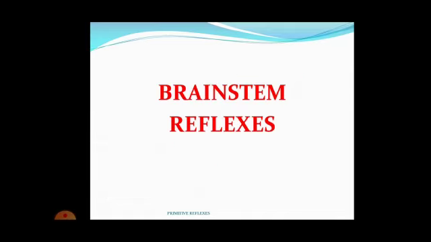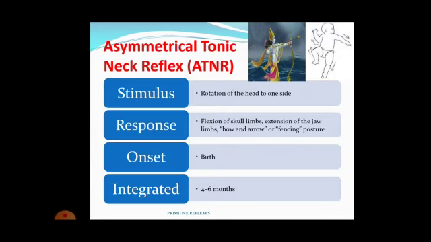Now we are coming to brainstem reflexes. First and very important, it is the asymmetrical tonic neck reflex, abbreviated as ATNR. What will be the stimulus? Rotation of the head to one side. As you can see in this figure, the child is looking to his left side. If he looks to the left side, there will be extension of the left upper extremity and extension of the left lower extremity. So we can say that whichever side the child looks, there will be extension of the upper extremity and lower extremity of that side.